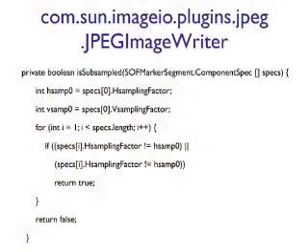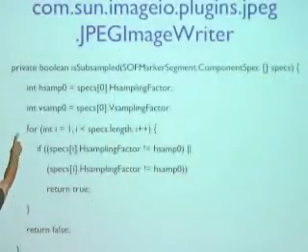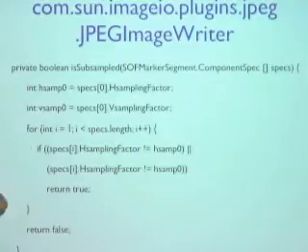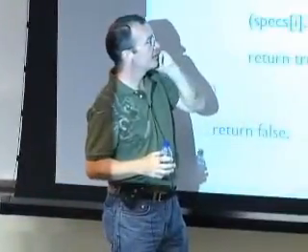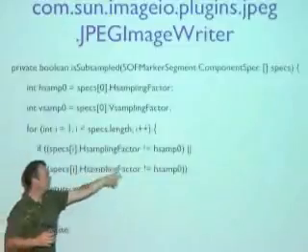So here's something in Sun's JDK. They're checking to see if a JPEG image is subsampled. And so they get the H sampling value and the V sampling value. And they go through this array. And for every element of the array, they check to see if the H sampling value is not equal to H sample 0, and if the H sample value is not equal to H sample 0. Right? Pretty clearly, this should have been checking V sampling factor and V sample 0.